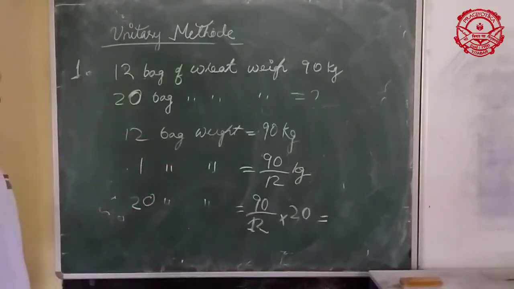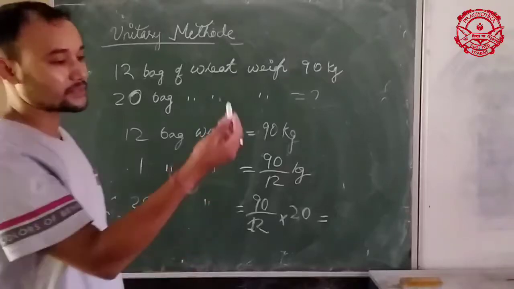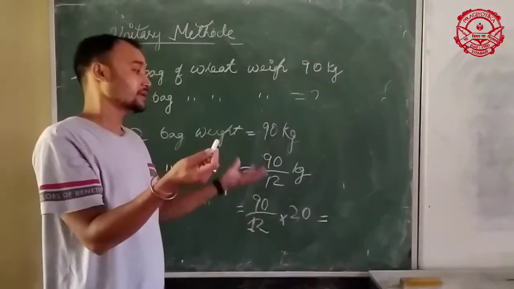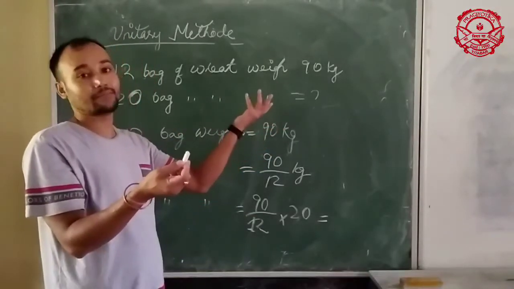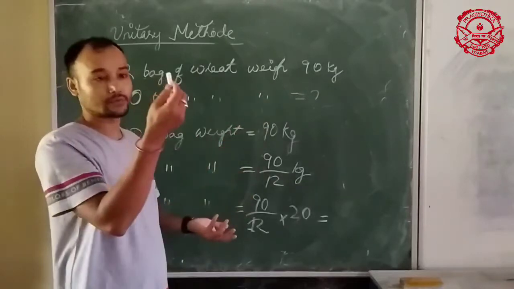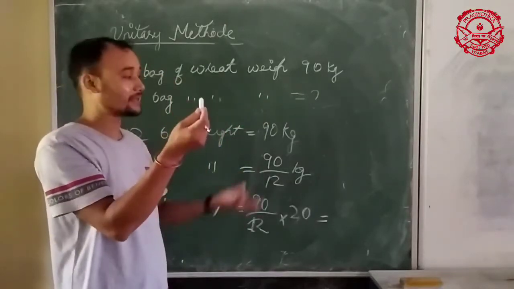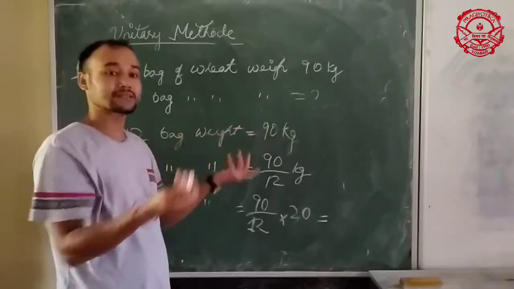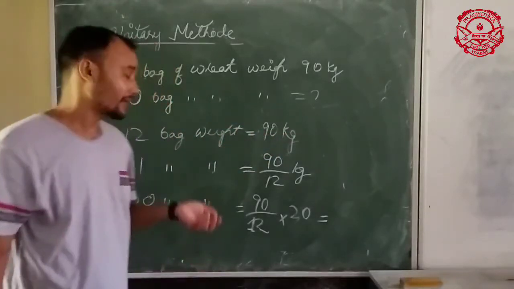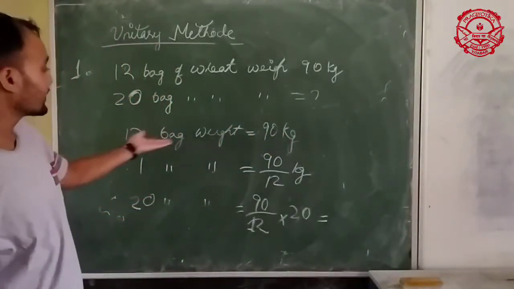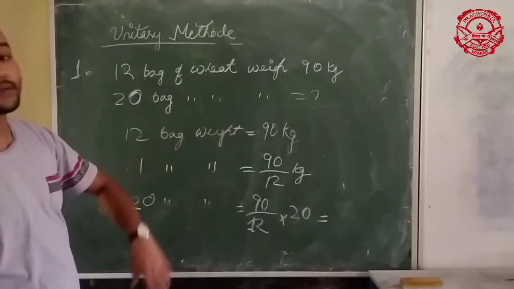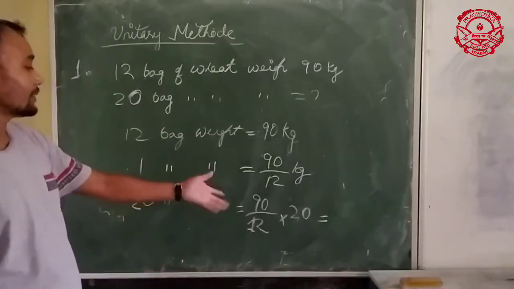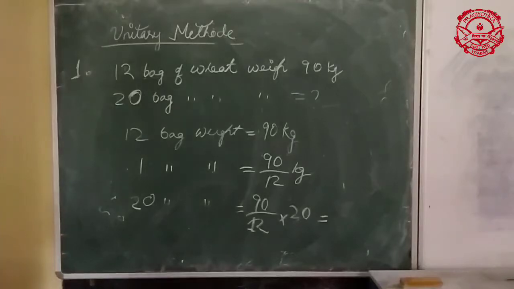Like if the weight of this chalk is 1 kg, what will be the weight of 10 pieces of chalk? If this is 1 piece and it is 1 kg, then 10 pieces will be 1 into 10, that is 10 kg. Similarly, 12 bags is 90 kg, 1 bag is 90 by 12, and 20 bags is 90 by 12 into 20. Fine.